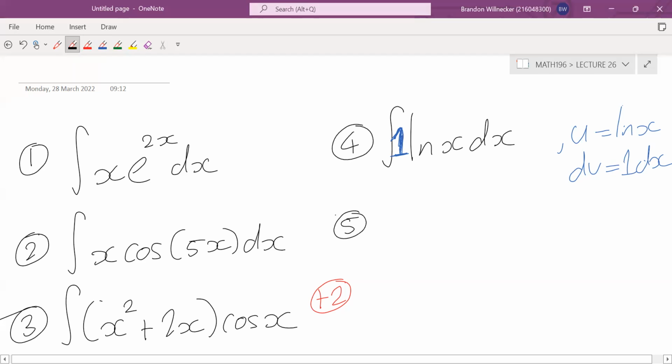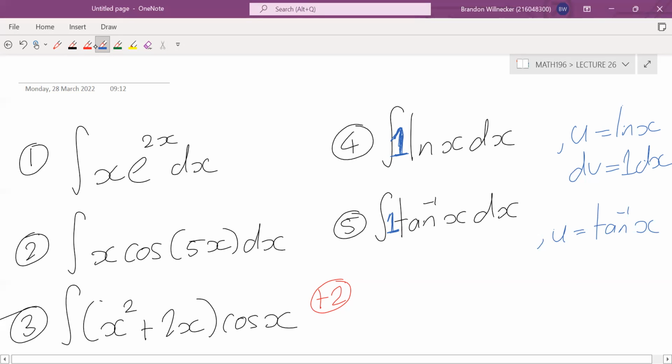And last one, number 5, this one will also be worth 2 marks. We have the integral of tan inverse of x dx. And I'll give you a hint for this one as well. Let u be tan inverse of x. Again, imagine there is an imaginary 1 in front.